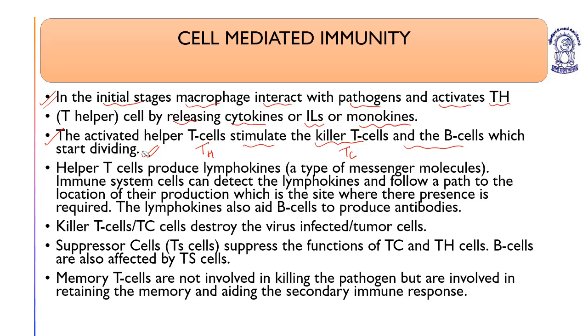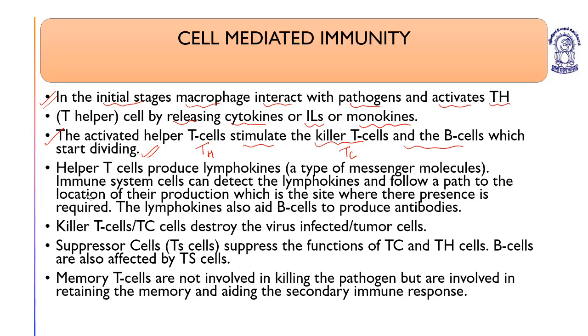So the very first step is that the macrophage interacts with pathogens and activates T helper cells by releasing cytokines, interleukins, and monokines. The T helper cells stimulate the T killer cells, and the B lymphocytes, or the B cells, will start dividing.